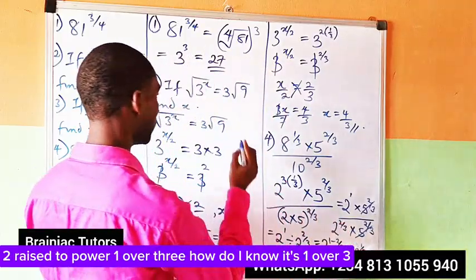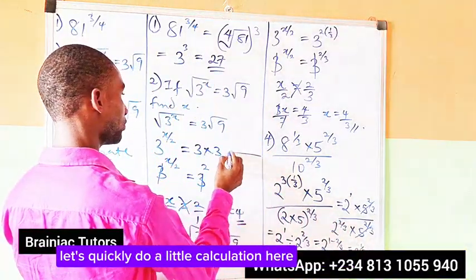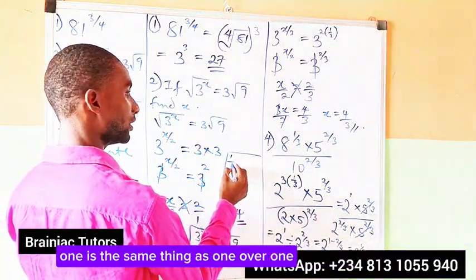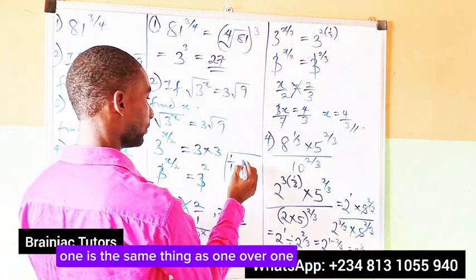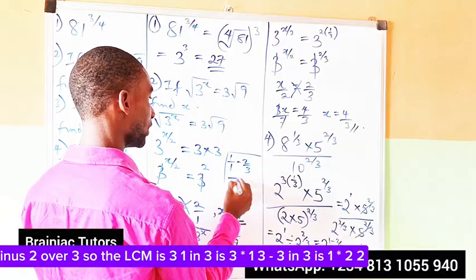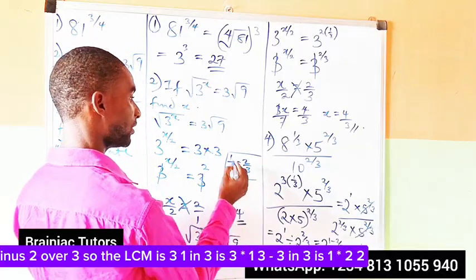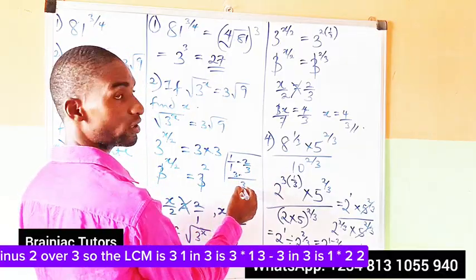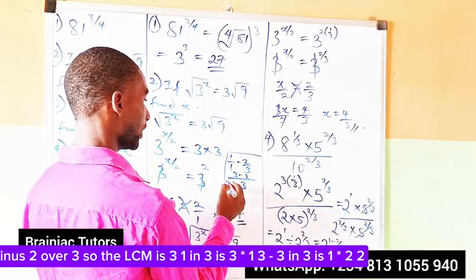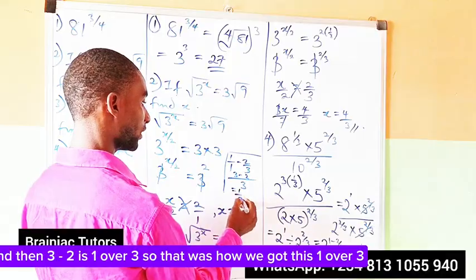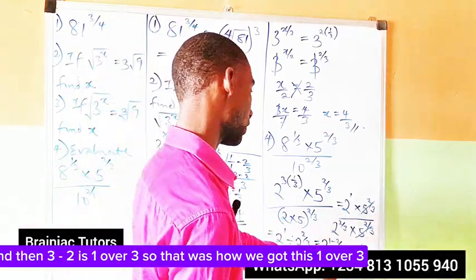How do I know it's 1 over 3? Let's quickly do a little calculation here. 1 is the same thing as 1 over 1, minus 2 over 3. So the LCM is 3. 1 in 3 is 3 times 1, 3, minus 3 in 3 is 1 times 2, 2. And then 3 minus 2 is 1 over 3. So that was how we got this 1 over 3.